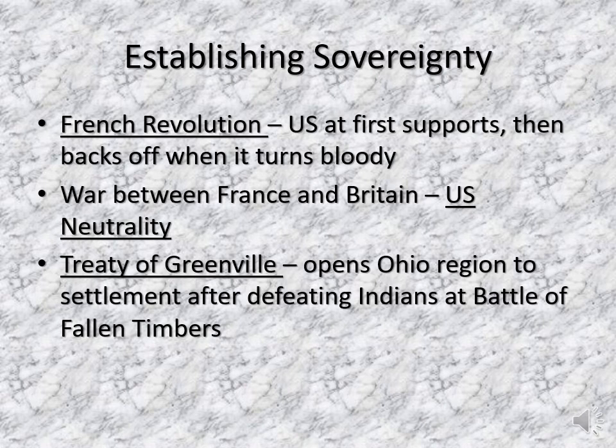Remember, France and Britain are always at war with each other, and the United States decides to be neutral, meaning they don't take a side when war sparks back up between France and Britain. Another treaty that the United States signed was the Treaty of Greenville, and it opened up the Ohio River Valley region to settlement after defeating Native Americans at the Battle of Fallen Timbers. So this was a treaty that was signed with the Native Americans in the Ohio region.